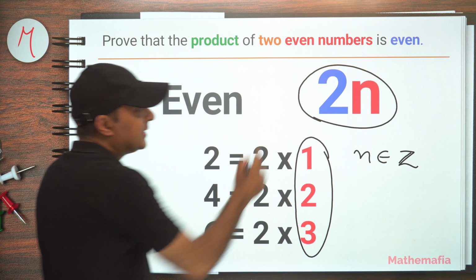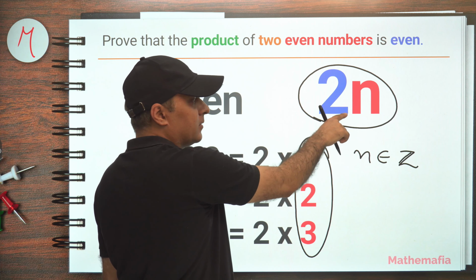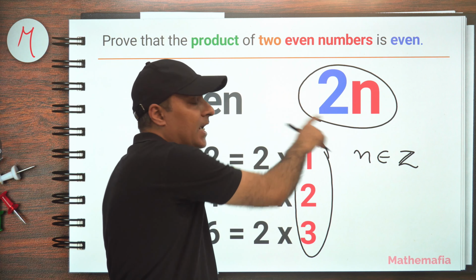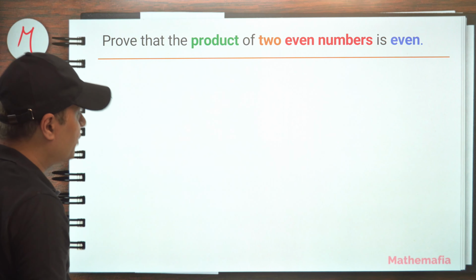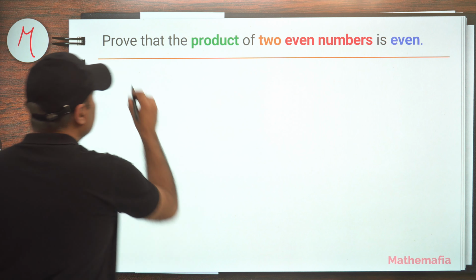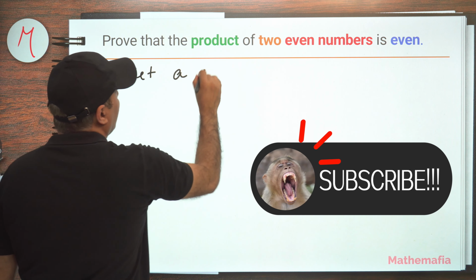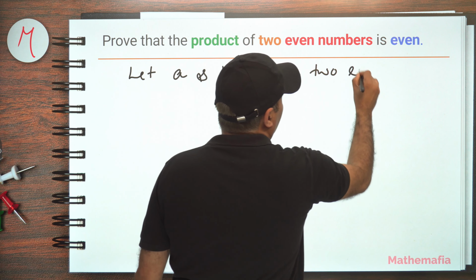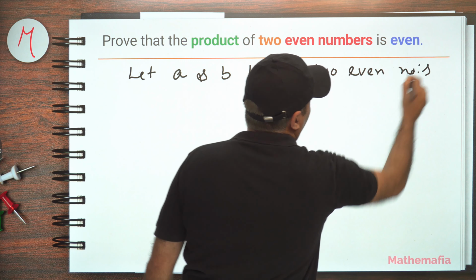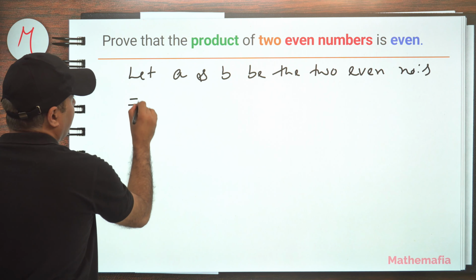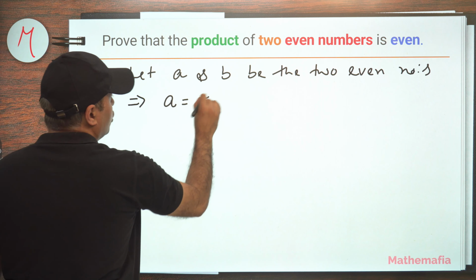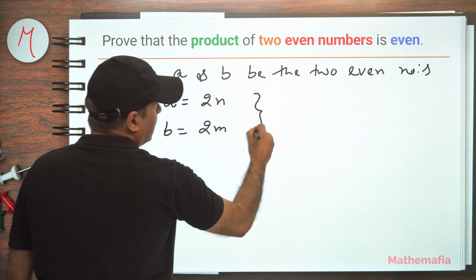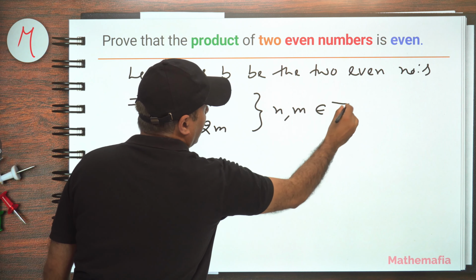So what we have to prove is that if we multiply two such numbers, then the result is also of the same form. So this is very easy to prove. So let's do it quickly. So let's take two even numbers. So let A and B be the two even numbers. Okay. So if A and B are two even numbers, then definitely I can write A as 2n and B can be written as 2m, right? Where both n and m are integers.